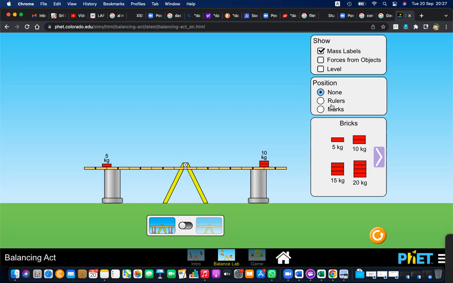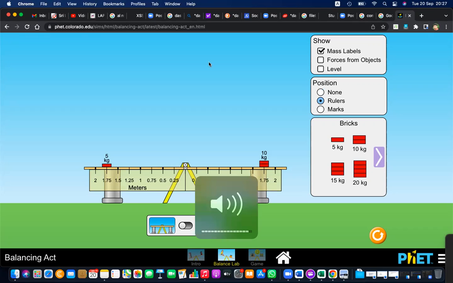Let me show the ruler as well. You can see the distance now. Yes? Is it the left side or the right side? Which side will go up?